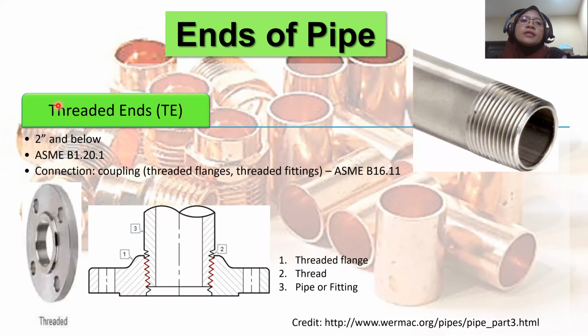Threaded end is generally used for small diameter piping systems, 2 inch and below, and it has a standard, ASME B1.20.1, due to its complex geometry, dimension, and tolerance. For the connection you can use coupling, also known as threaded flange or threaded fittings for couplings. This type of connection has a standard under ASME B16.11.